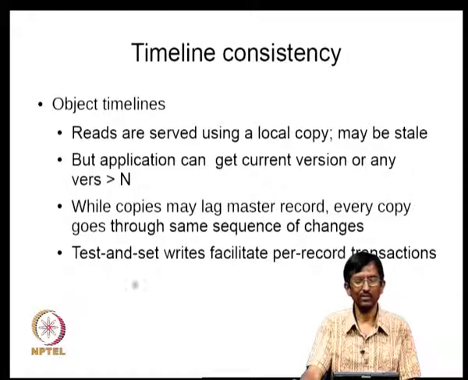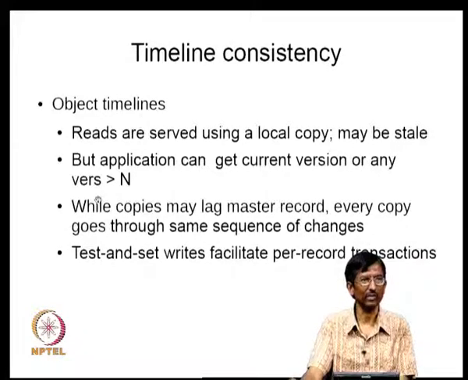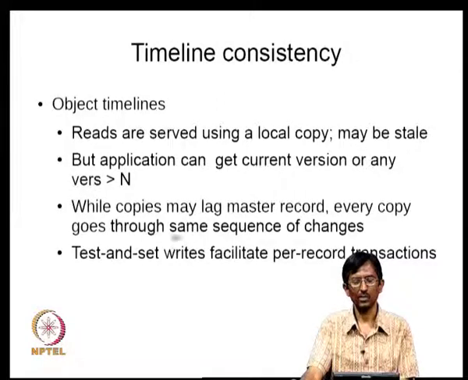You also have a test and set system for writes. You can essentially say what the current version is, and if it is this current version, I will allow the write to go through, otherwise it will not go through. It will become a no-op. It turns out this can also be used to facilitate per record transactions. Essentially, you can try to write it, and if it is not possible, you can roll back. Of course, this means that you will be retrying certain operations multiple times before you may succeed.